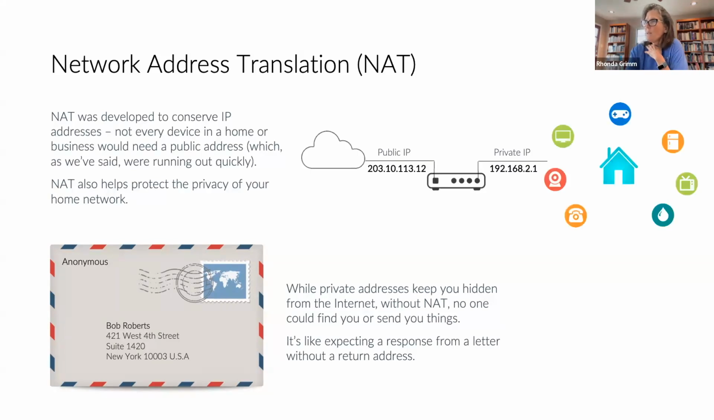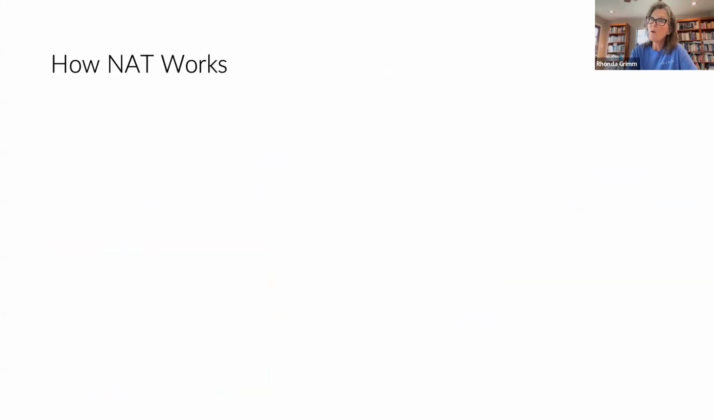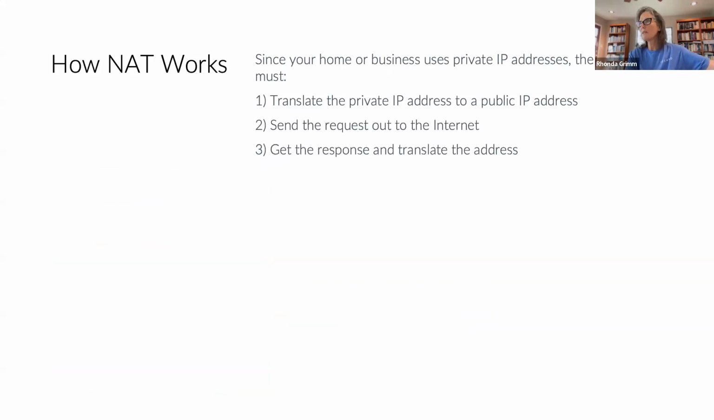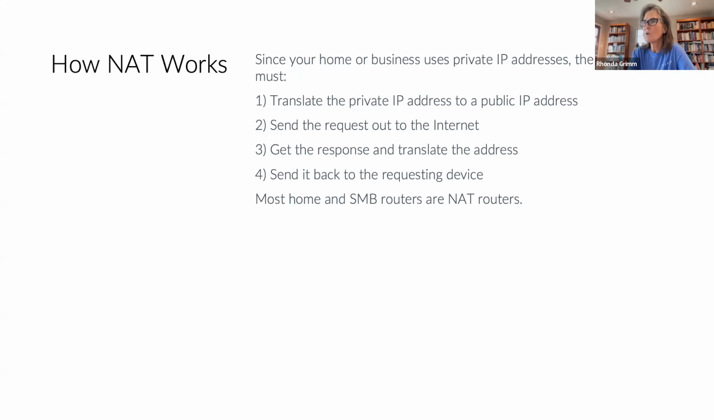So if you look at, again, the network, all the devices are behind this private IP, and then there's the public facing 203.10.113.12. So the way NAT works, you're wanting to send something out, it takes your private IP address, translates it to a public IP address, sends the request out to the internet, gets the response, translates it back to the requesting device. And all home and SMB routers are NAT routers.